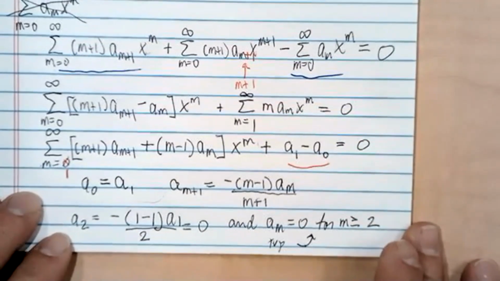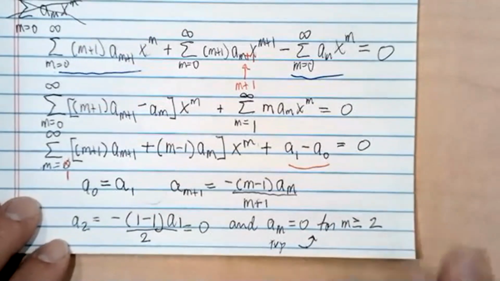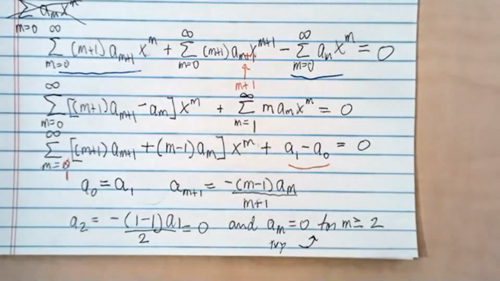Okay, so that kind of means most people should probably get number 5 right now. I'm assuming.